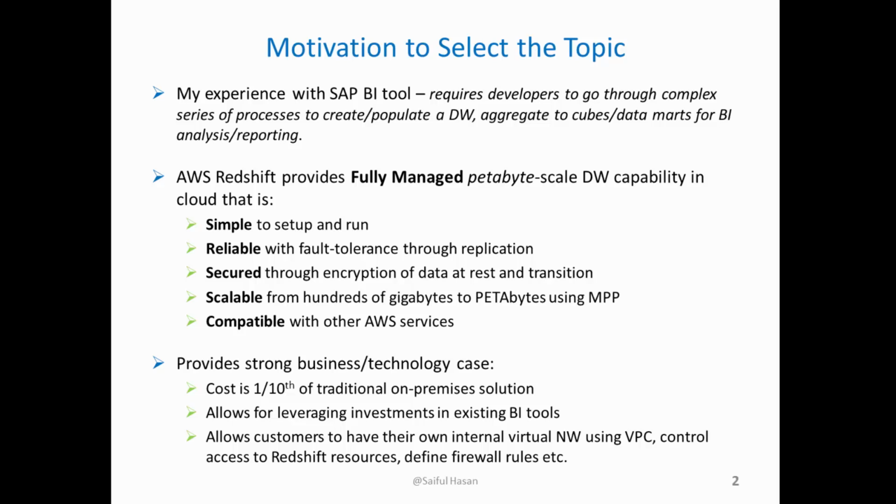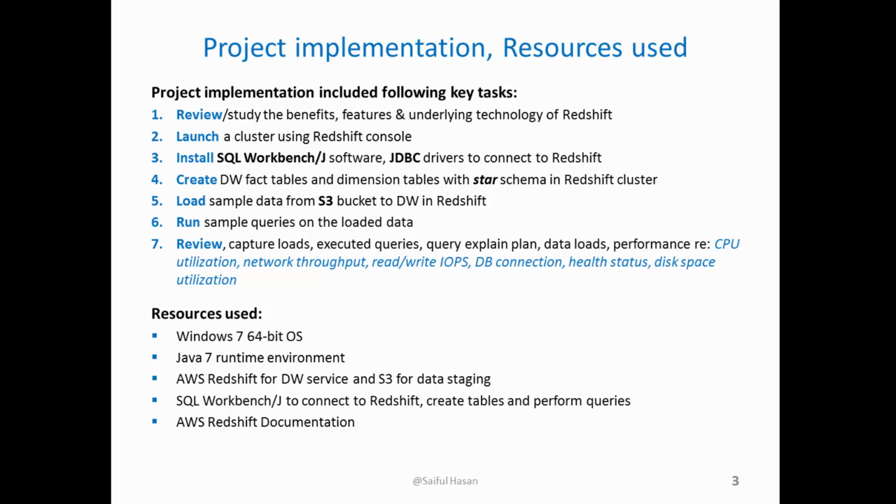It provides a strong business and technology case where the cost is roughly 1/10 of the traditional on-premises solution. It allows for leveraging investments in existing BI tools and allows customers to have their own internal virtual network using VPC, control access to their Redshift resources, and define their own firewall rules, etc.